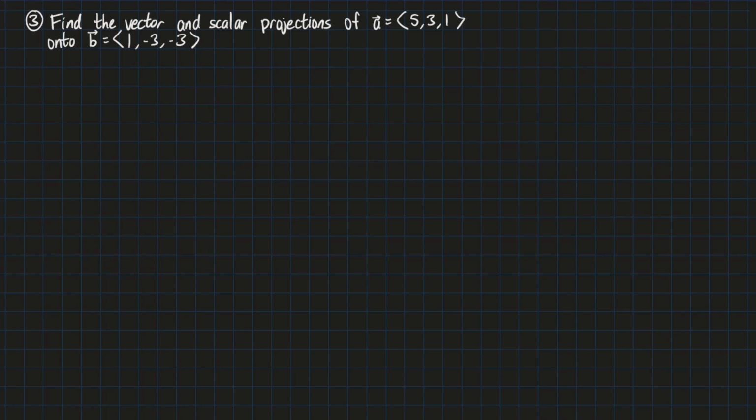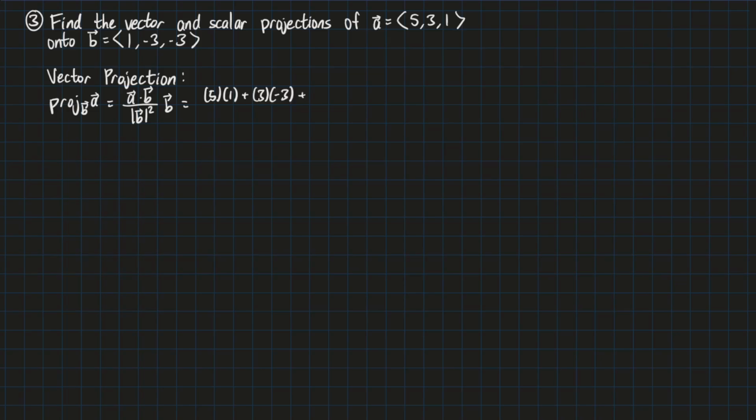So this next example says find the vector and scalar projections of A equals 5, 3, 1 onto B equals 1, negative 3, negative 3. First we'll start with the vector projection. Using the formula, the projection of A onto B equals A dot B over the magnitude of B squared times vector B. A dot B equals 5 times 1 plus 3 times negative 3 plus 1 times negative 3. And then this is divided by the magnitude of B squared.